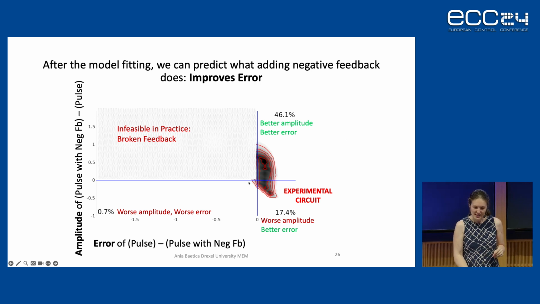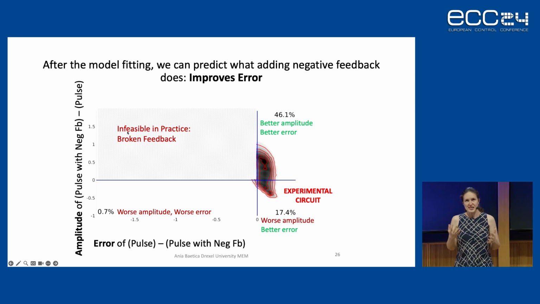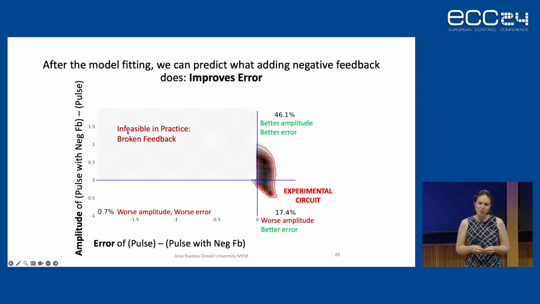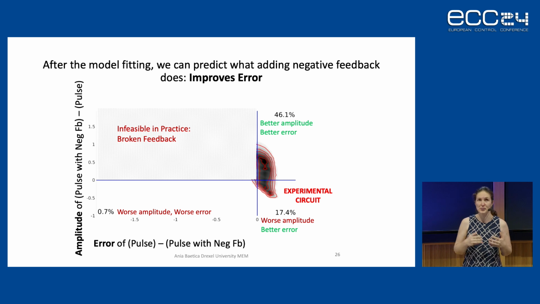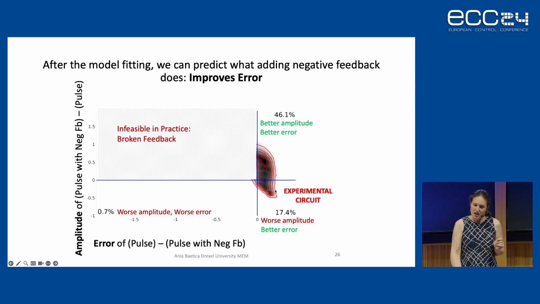I also found this quadrant in the figure very interesting. This stands for the feedback being broken and actually competition in the circuit over the key molecule, of which there's only a finite amount produced. So I thought that was really interesting to find in part of the prediction as well.